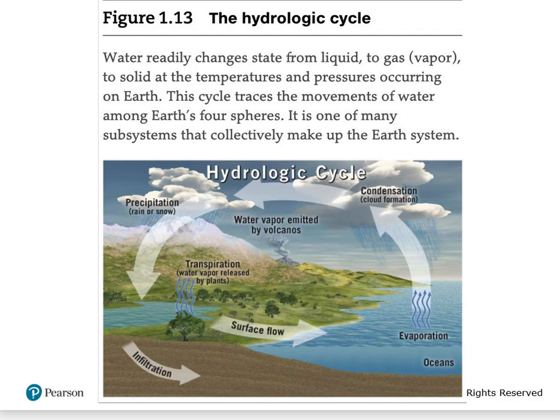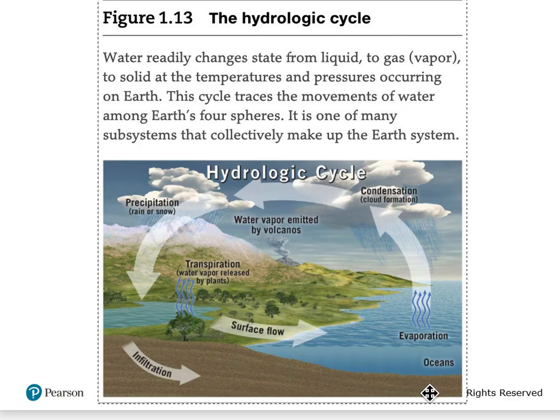The hydrologic cycle is a subsystem of the Earth system, and this is when matter is recycled over and over again. So the water is recycled over and over again in this case. Water readily changes state from liquid to gas to solid at the temperatures and pressures occurring on Earth. And this cycle traces the movements of water among Earth's four spheres. It is one of many subsystems that collectively make up the Earth system, like I just mentioned before.